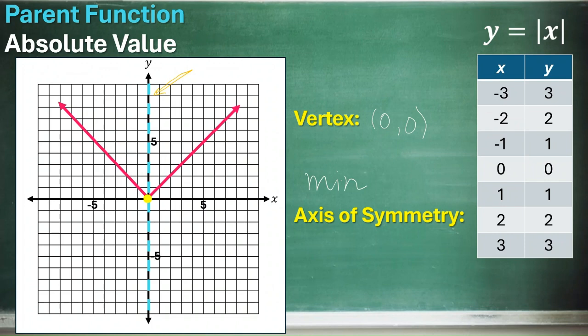If the graph is reflected, it becomes the maximum point on the graph, the tallest, biggest point. And our axis of symmetry: all vertical lines have the equation x equals, and it's the x coordinate of our vertex. So these three things, the vertex being at (0, 0), the vertex being a minimum, and the axis of symmetry being x equals 0, are always true for the parent function.